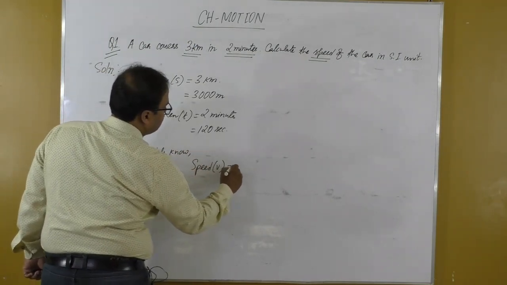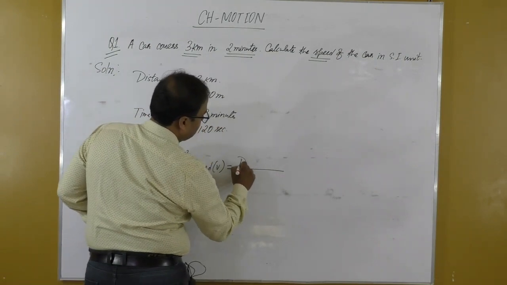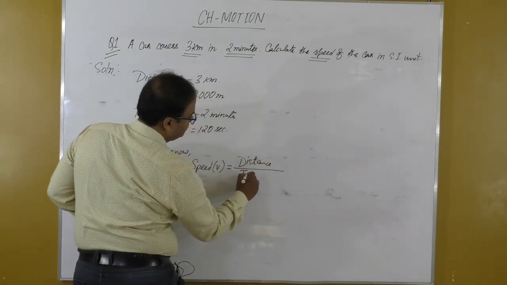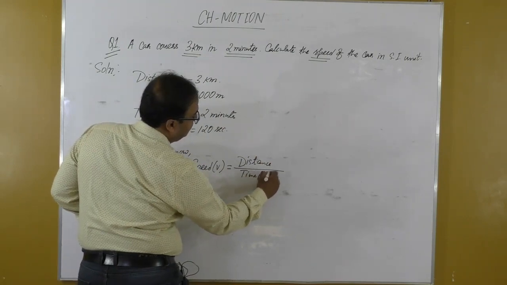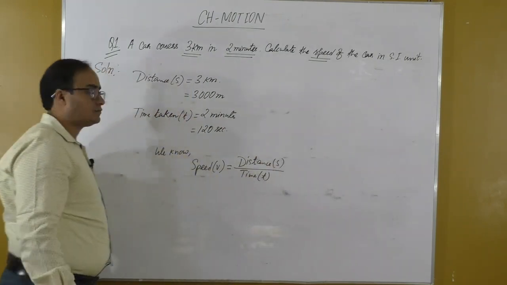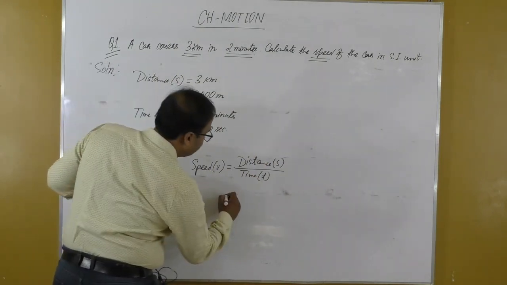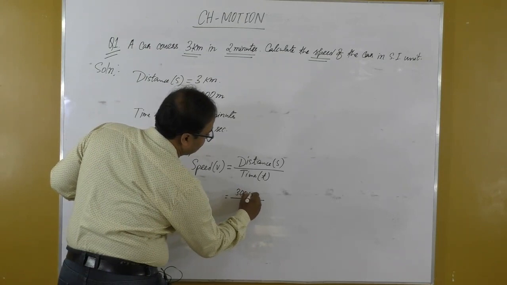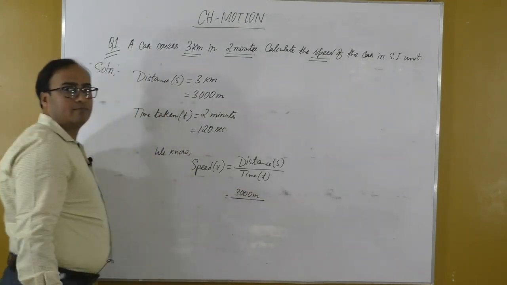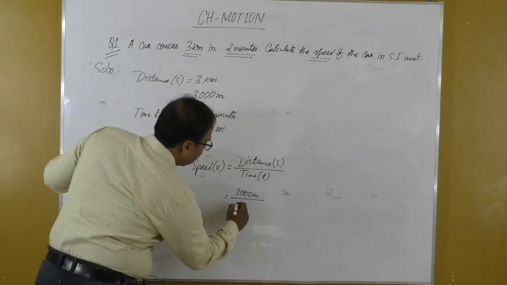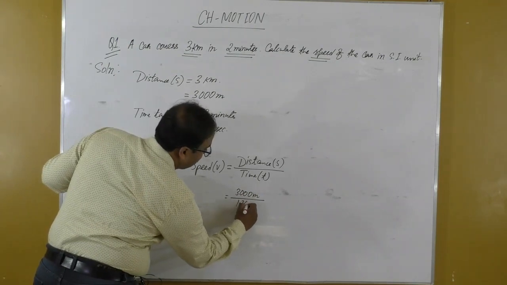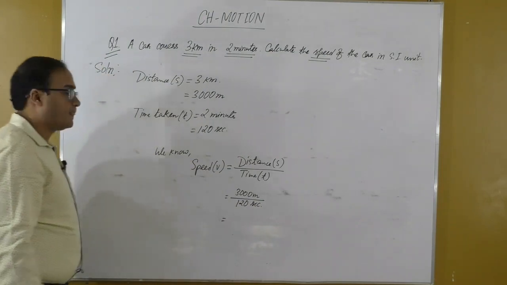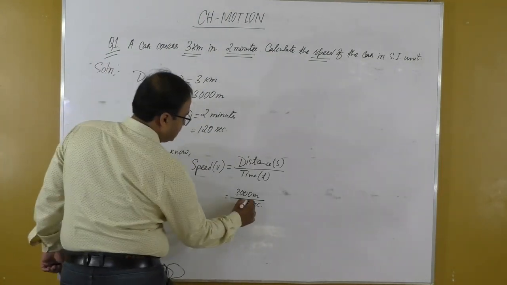Speed is equal to distance by time, or distance covered by time taken. Distance covered here is 3000 meter and time taken here is 120 seconds. Okay, now simplify this.